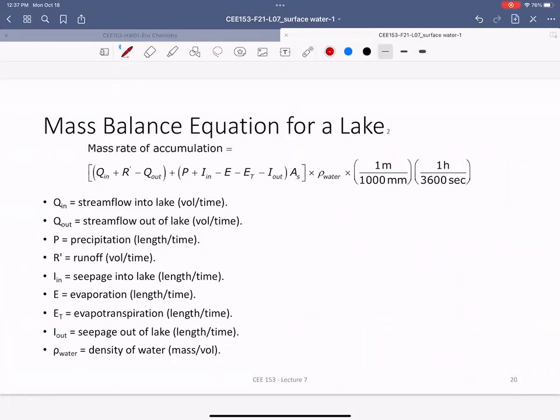This one is I, which is seepage. Seepage is going through the ground, so that's also area. Evaporation happens throughout the entire area, so all of those things are given as a length. Okay, so if it is given, you have to multiply by the area. If you account for those things, you can also calculate.